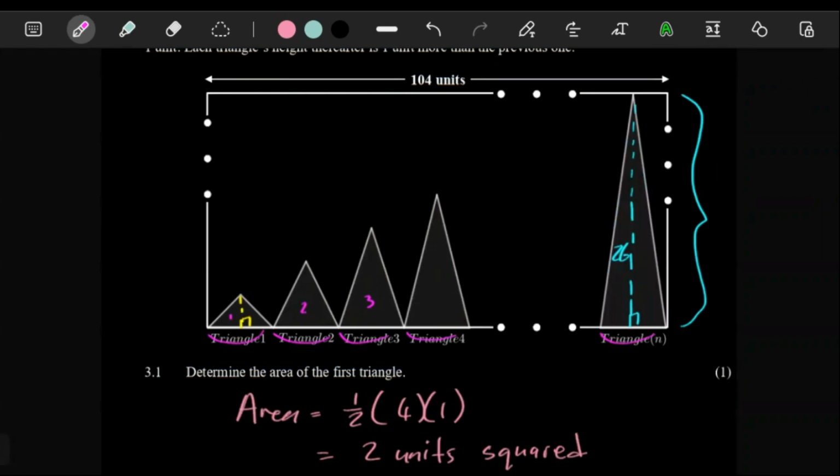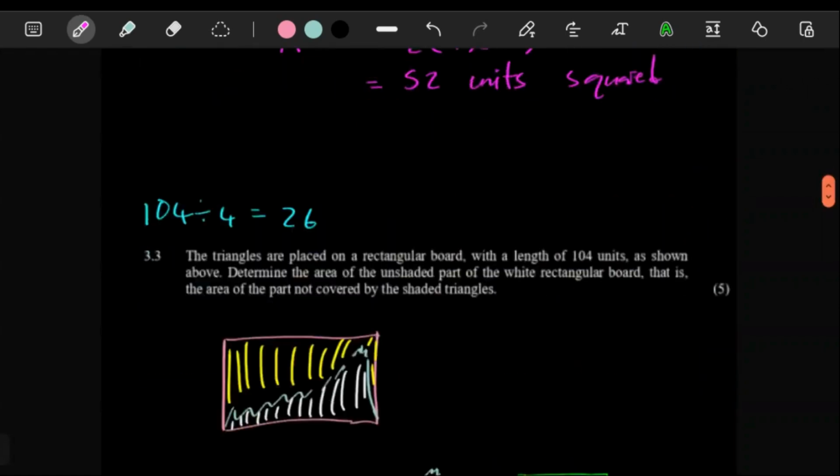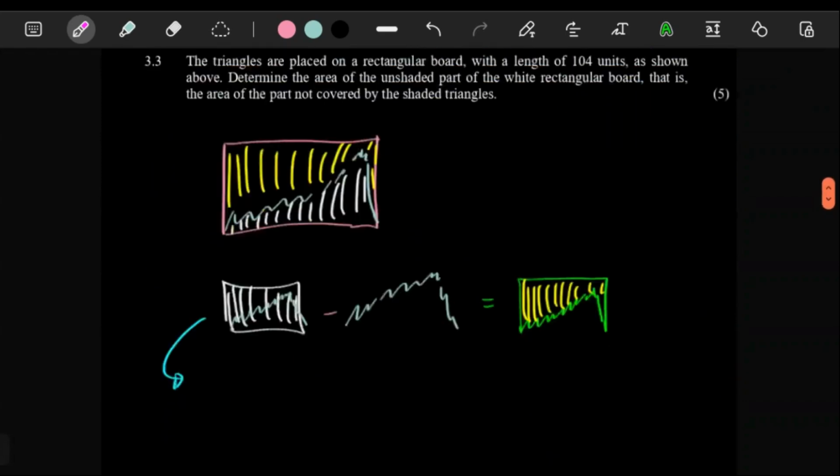Perfect. So we now know we have 26 triangles. The area of our rectangle here is easily going to be 26 times 104. Let's see in the calculator, 26 times 104. This is giving us 2,704. That's the area of the whole rectangle.